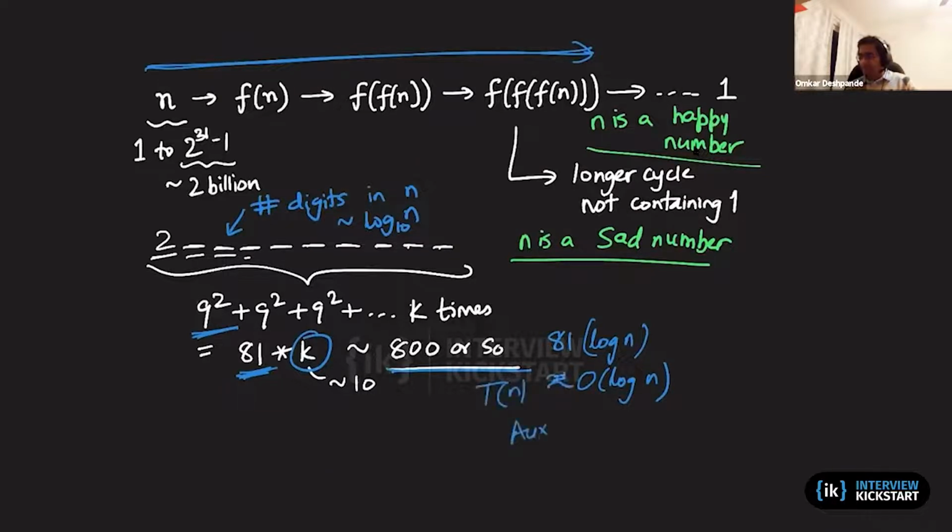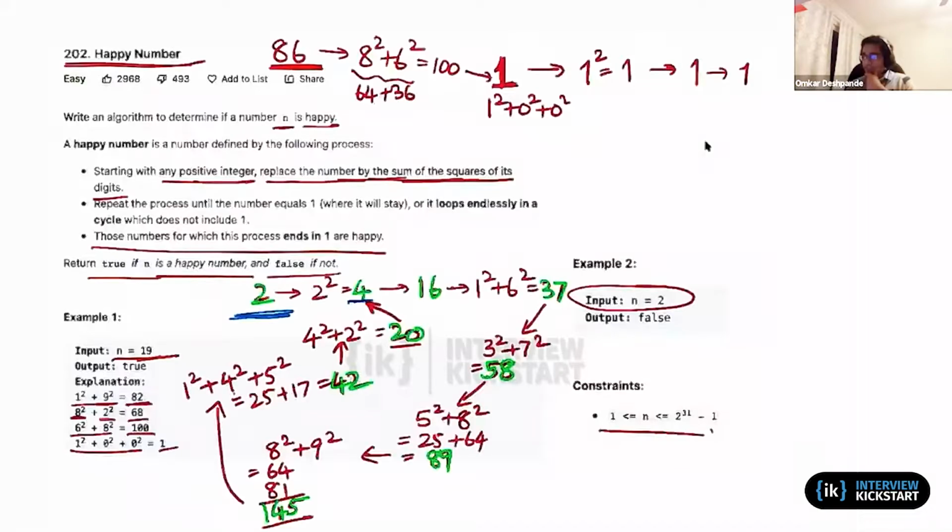The auxiliary space used is obviously just a couple of variables, which is nothing, which is order 1. Any questions on this?